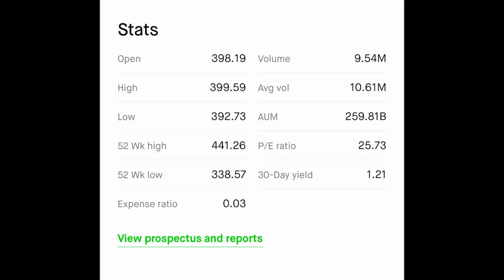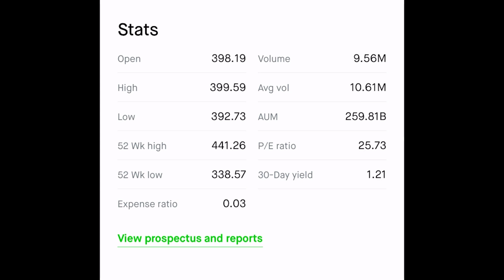Now, if you go below the PE ratio, you're going to see the 30-day yield. This is the dividend yield, and this is averaging 1.21% right now. So every share that you own, you're going to get paid back 1.21% as a dividend as of right now. This number is going to fluctuate every single day because as the price of the ETF moves every single day, so does the dividend yield. But as an average, you can see that it's 1.21% right now. So you are going to get paid something to own this ETF.